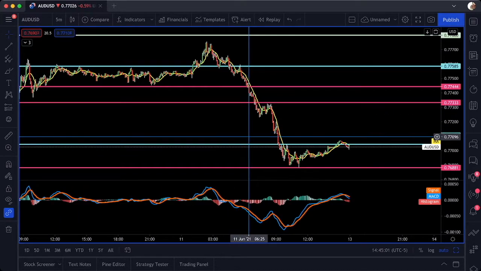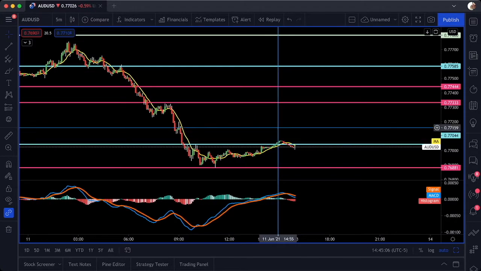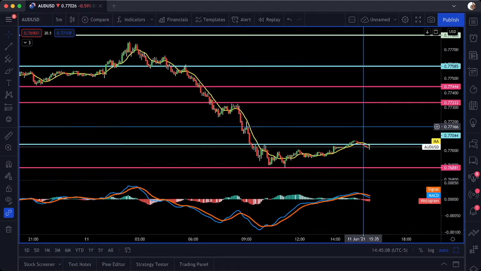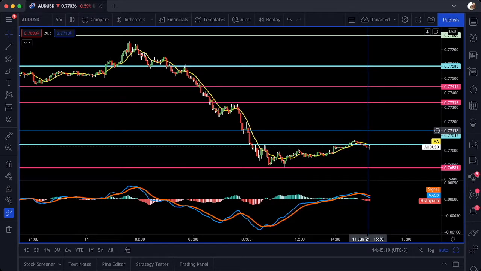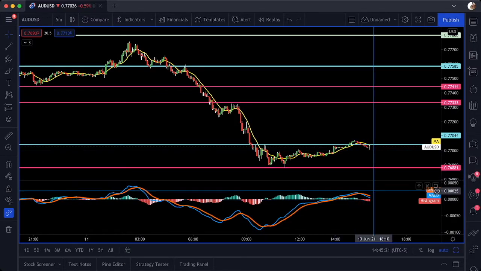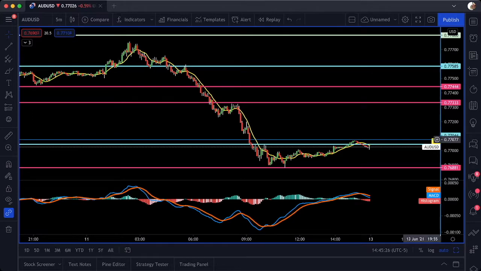The MACD is the moving average convergence divergence. That's the actual name of it. What it does is it's a trend following momentum indicator that shows the relationship between two moving averages of a security's price, or the two moving averages of currently AUD and what it's doing.